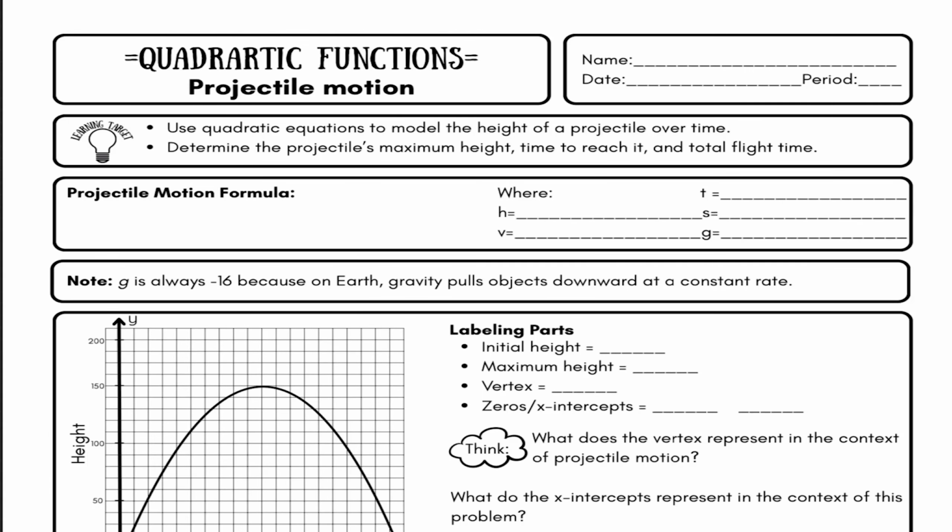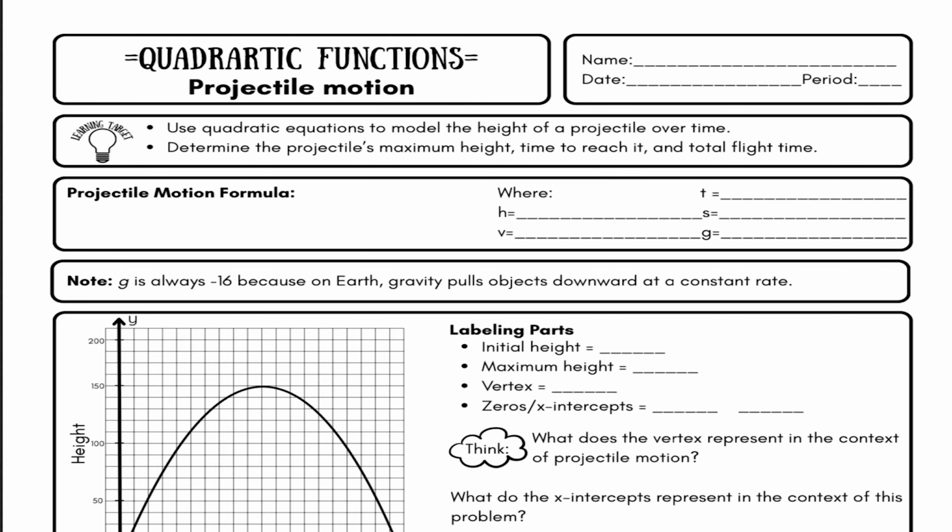Alright guys, welcome back. We're going to be talking about quadratic functions, more specifically projectile motion. So our learning targets for today are to use quadratic equations to model the height of a projectile over time, as well as determine the projectile's maximum height, time to reach it, and total flight time. The formula that we're going to be using is going to be in the unit measure of feet.